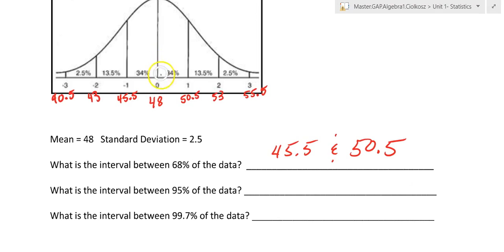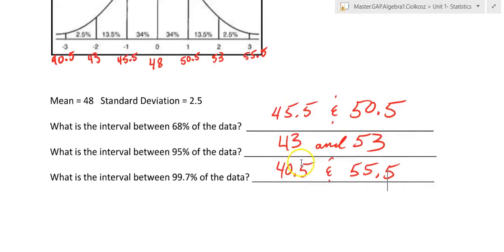95%, two jumps each way. So 1, 2, 1, 2. So that's between 43 and 53. 99.7, that's going all the way to each end, 3 jumps. So 40.5 and 55.5. And again, not necessarily something you need to memorize. You guys can have that on a note card. It's just knowing how to answer those questions.